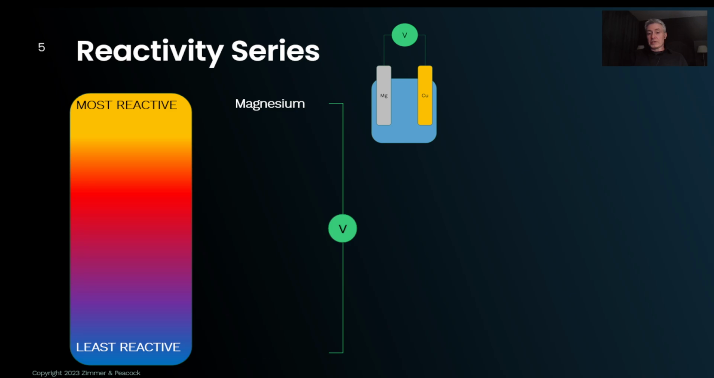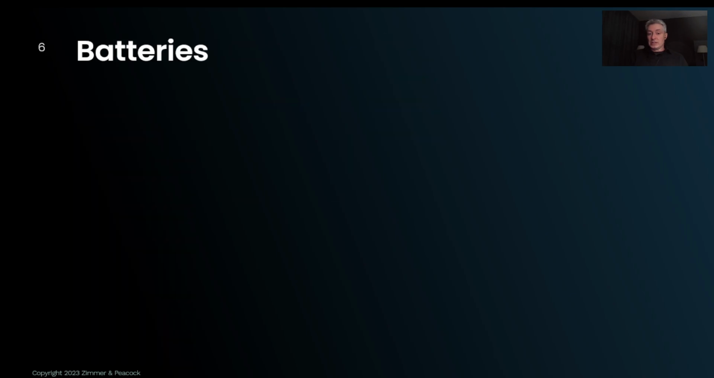Now, if we don't use copper, but instead we replace it with zinc, zinc is fairly reactive, but it's actually closer to magnesium. So there's less of a difference between magnesium and zinc. And in fact, the potential generated by such an electrochemical cell in the units of voltage will actually be smaller. So copper and magnesium will give a larger potential in units of voltage than magnesium and zinc.